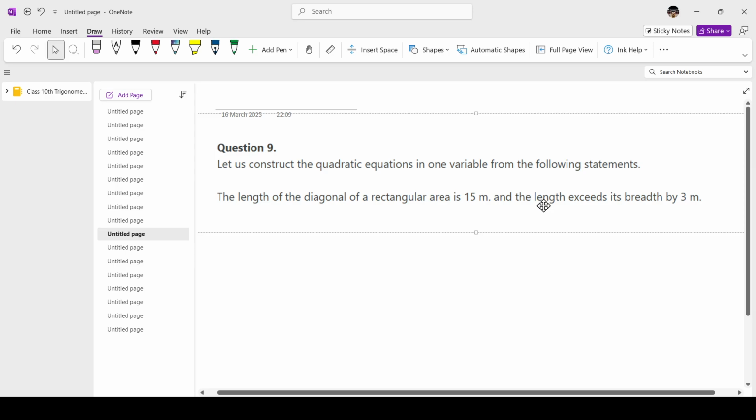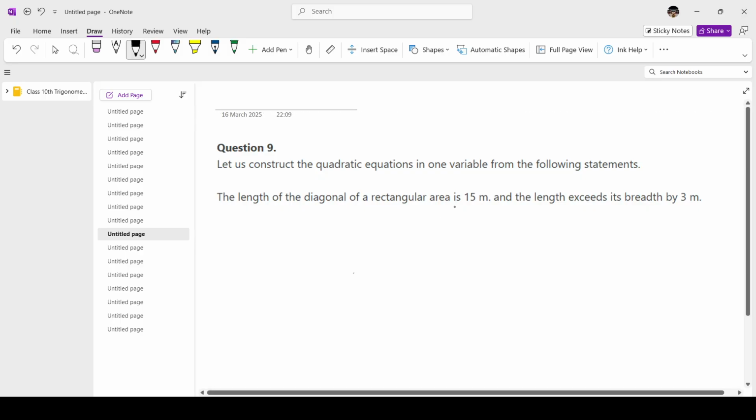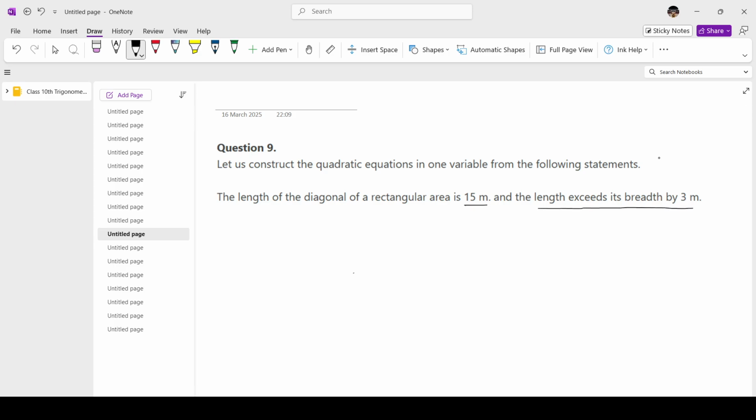Here also the same thing has been asked. The first step is with one variable. Okay, so the length of the diagonal of the rectangle is 15 meter and the length is more by 3 meter. Okay, so let's break here. Length will be what? Breadth is x, so length is x plus 3.